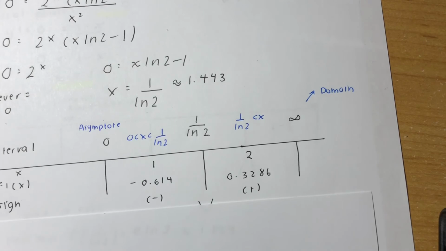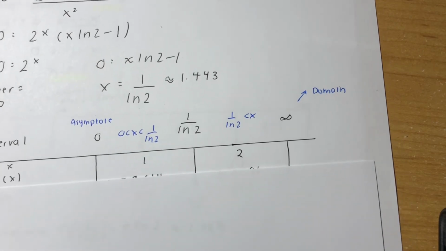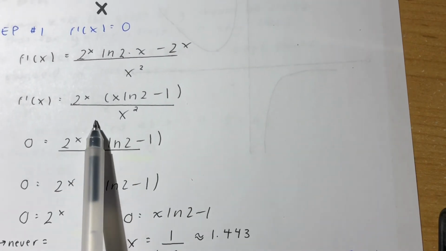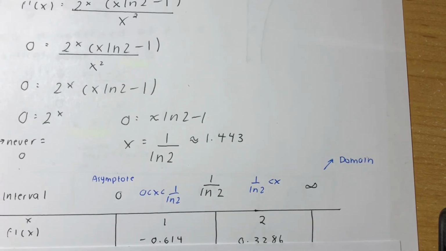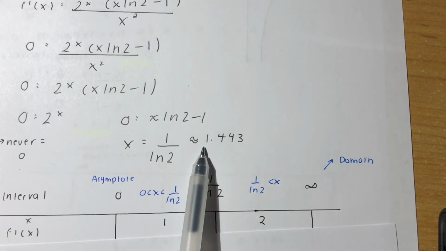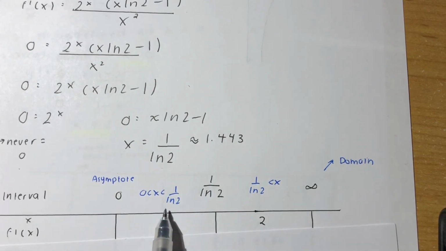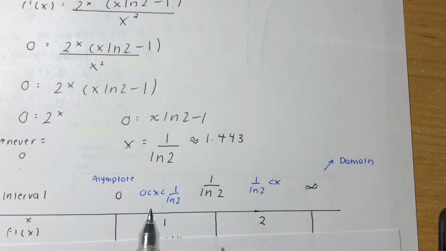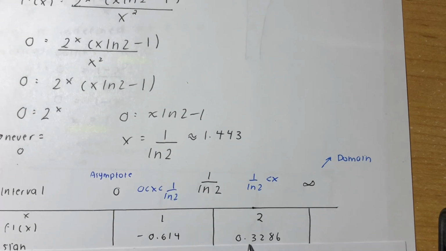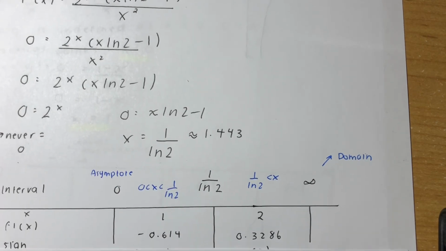So we have our interval. We input our derivative, our derivative being what we found above. We're using this derivative and plugging in numbers. We're plugging in a number between 0 and 1 over ln 2. 1 over ln 2 is about 1.443. So let's plug in, for example, 1. When we plug in 1, we end up getting negative 0.614. Let's take a look at a number bigger than 1 over ln 2. Let's say 2. When we plug 2 back into our derivative, we end up getting 0.3286.